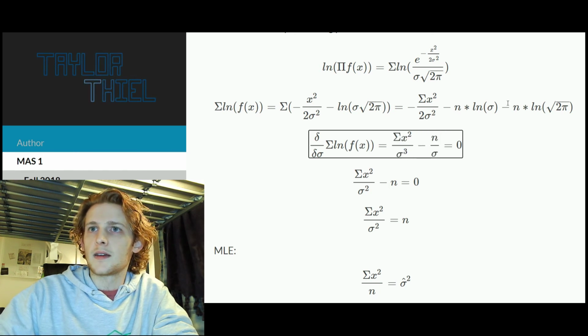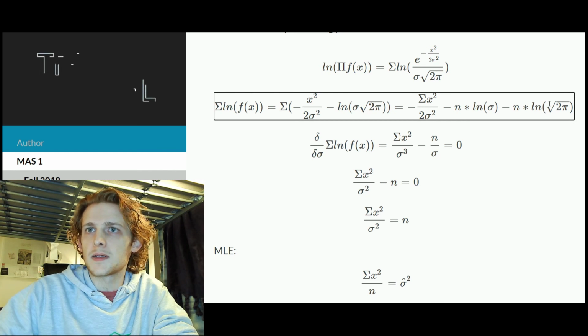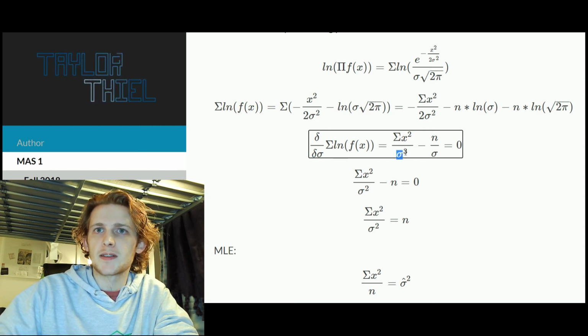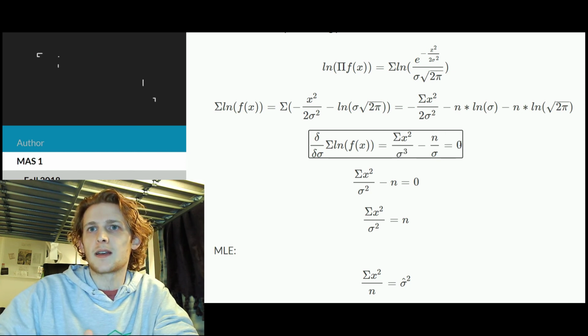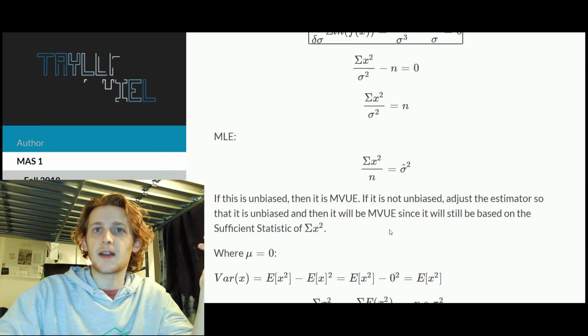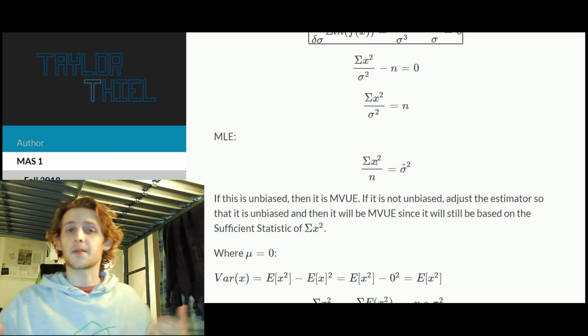And then that just goes to 0, this constant on the right. And then what we do is we multiply both sides by sigma, so this sigma cubed becomes sigma squared, this sigma goes away, and then 0 stays 0. Finally we simplify and we get that our maximum likelihood estimator is going to be the summation of x squareds divided by n, and that's our estimator.